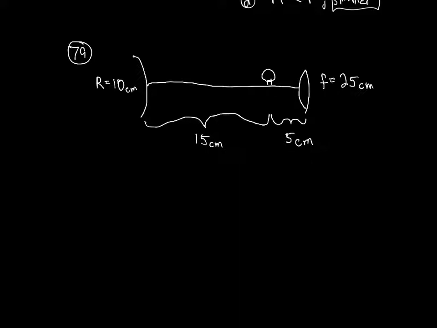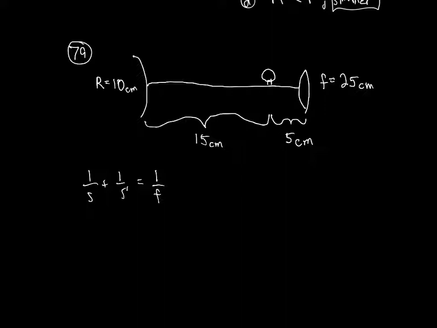So to do that, I first need to use the mirror equation and form the image from the mirror, and then use that as the object for the lens. First, I need to use the mirror equation. What's the mirror equation? 1 over S plus 1 over S prime equals 1 over F. The mirror equation is the same as the lens equation.